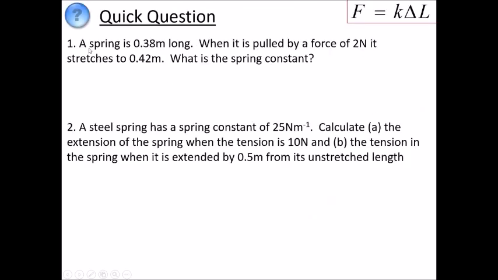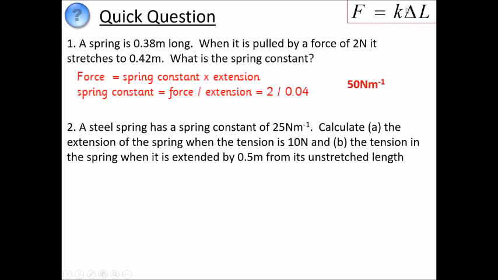Okay, so a couple of examples just to see. So you've got a 0.38 meter long spring. It's stretched by a force of 2 newtons and stretches to 0.42 meters. What's the spring constant? So the key thing here is we're looking for the extension. So it doesn't matter how big these numbers are. What matters is the difference between the two numbers. So it's stretched by 0.04 meters with a force of 2 newtons. Okay, so to work out the spring constant, we do 2 divided by 0.04, which is 50 newtons per meter.